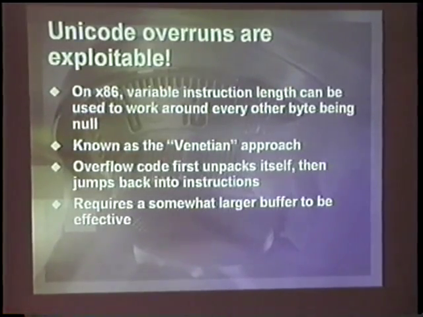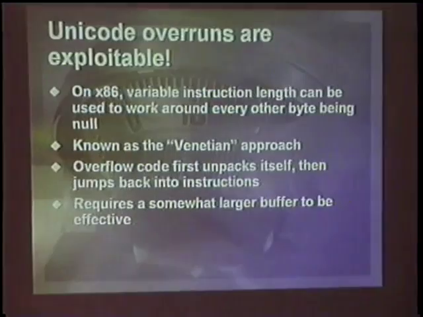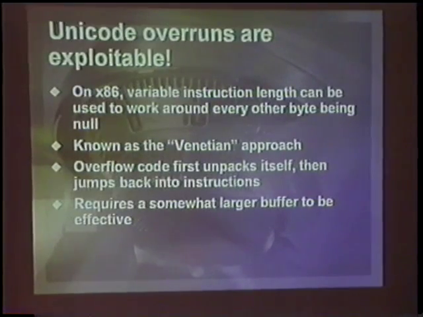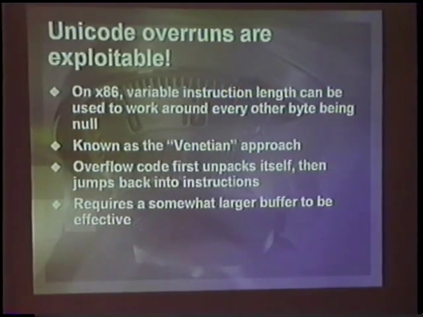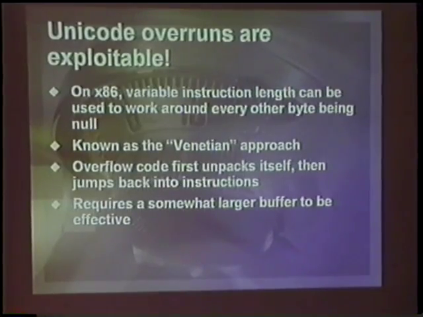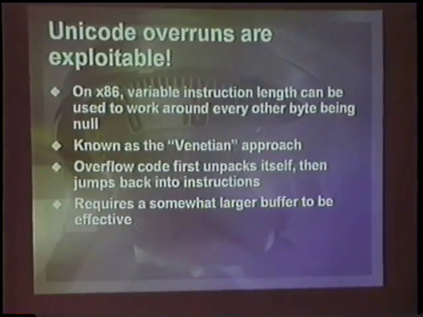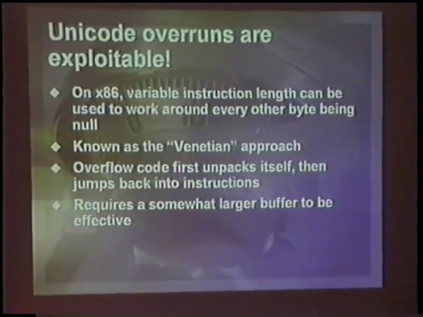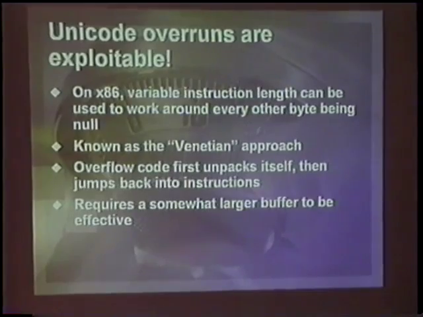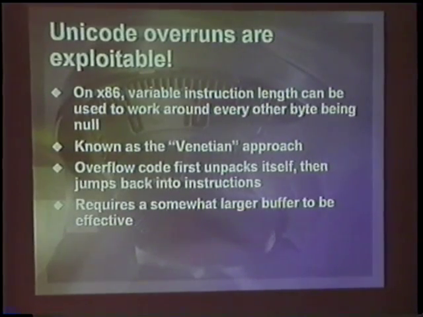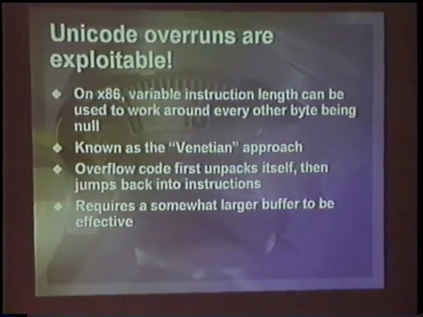Chris Anley was the first one to actually publish any information on this. It turns out that on the x86, it very conveniently has variable length instructions. And so what we can do is use this to interleave the opcodes and the bytes, etc., so that we can actually jump back into a Unicode buffer and have it be useful.